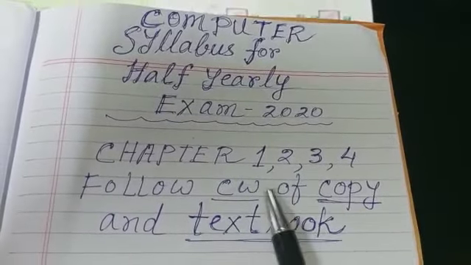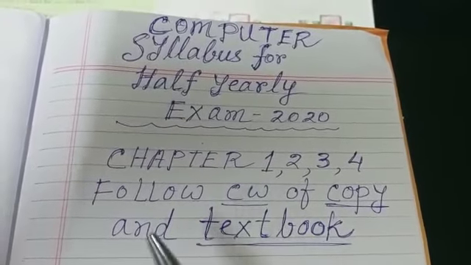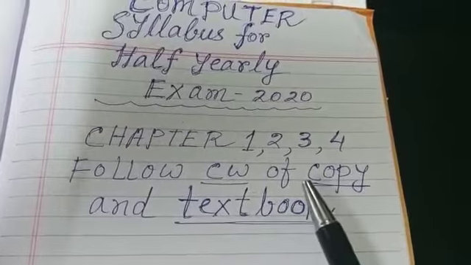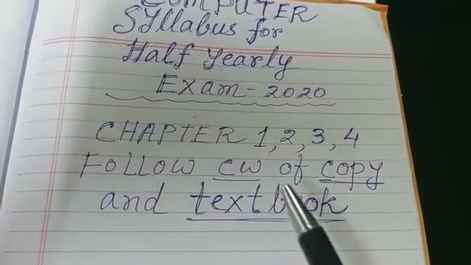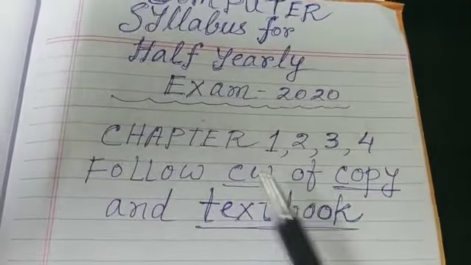Chapter 1, 2, 3, 4. Follow CW copy and textbook. All the classworks. Follow classworks of copy and textbook. Computer syllabus for half-yearly exam: Chapter 1, 2, 3, 4. Follow all classworks of copy and textbook.